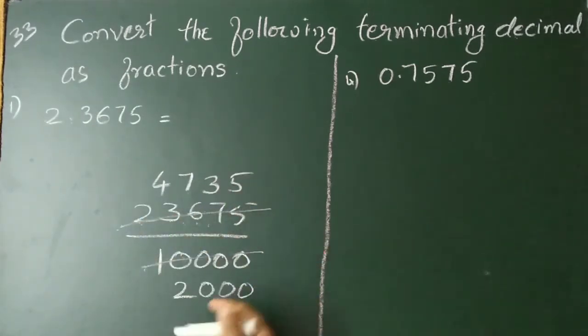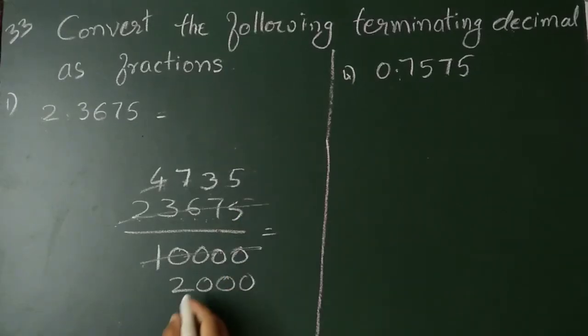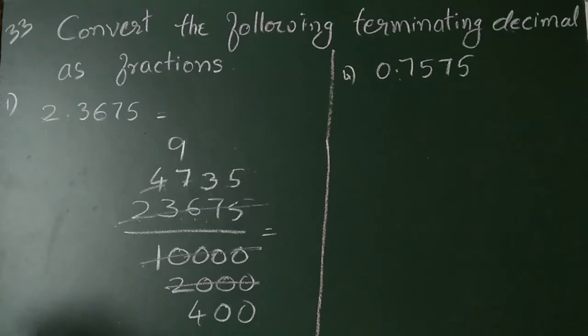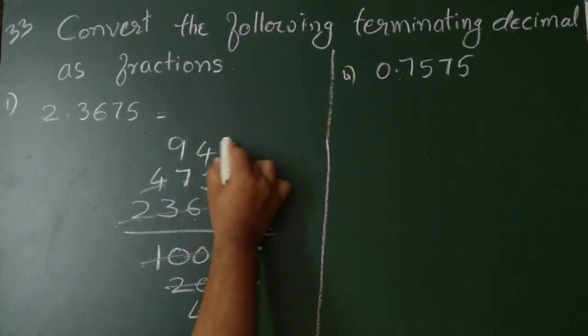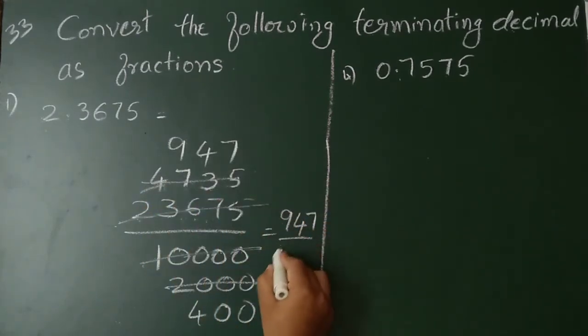Next, once again the 5 is there, so once again I am using the 5 table. 5 4s are 20 and here the 0, 0. Here the 47. 5 9s are 45, 2 remains. 23. 5 4s are 20, so 3 remains. 5 7s are 35. So here the answer is 947 by 4000.